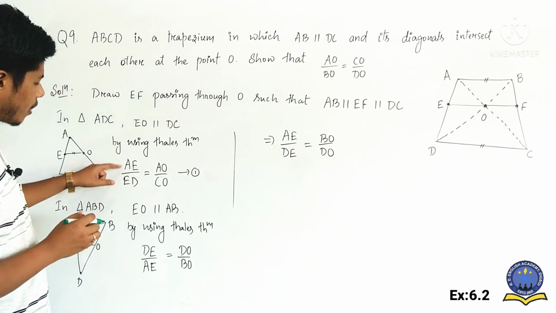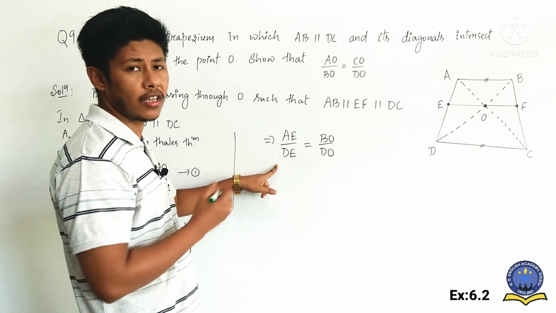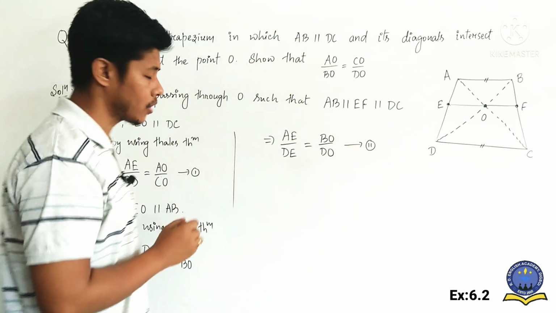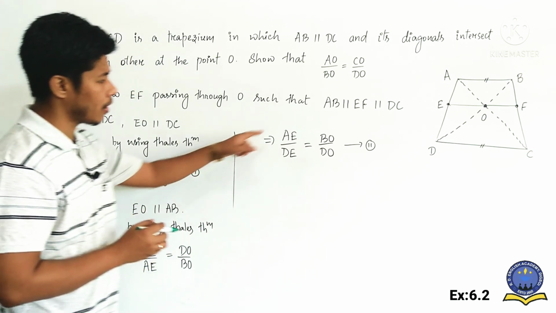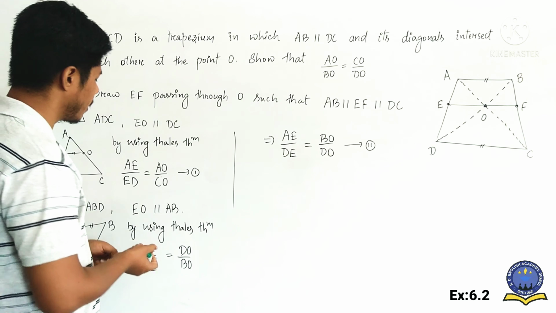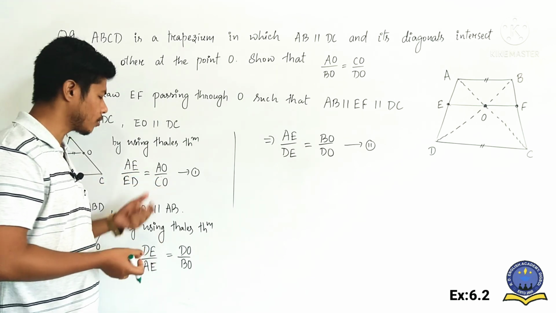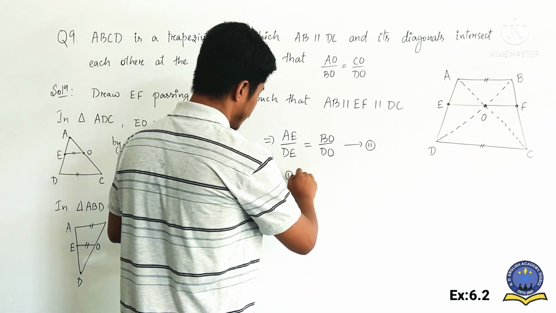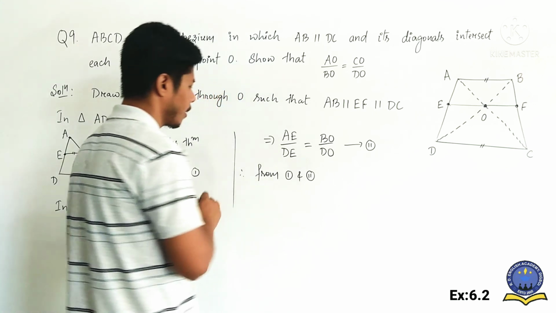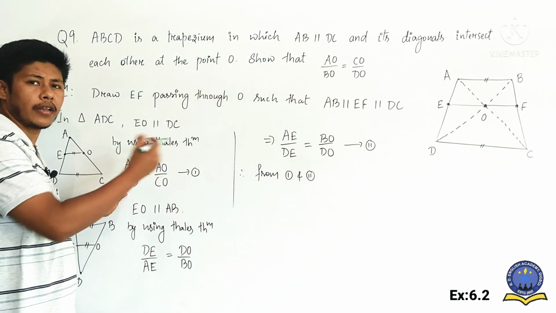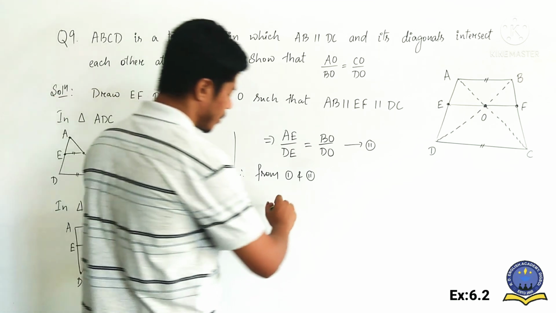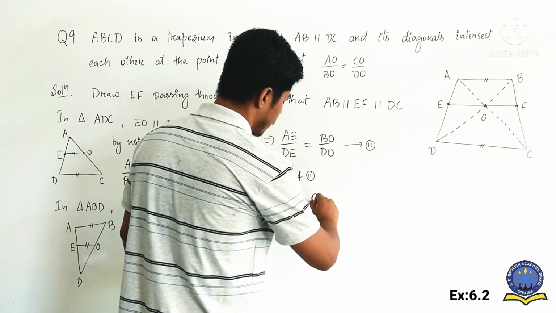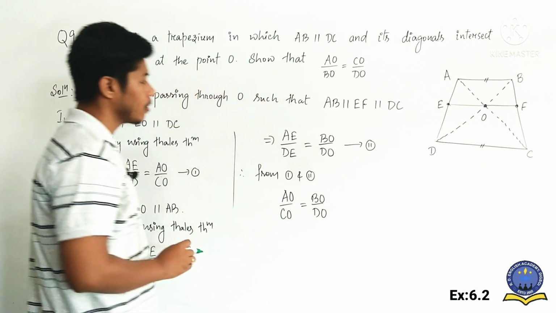Clear? So now here you see AE by ED is there. DE means ED, so here also we get this. We put this as equation number 2. Is it clear? Now AE by ED is the same in both. If the left-hand sides are equal, then the right-hand sides are also equal. So from 1 and 2 we can write AO by CO equals BO by DO. Now let's check out the proof.